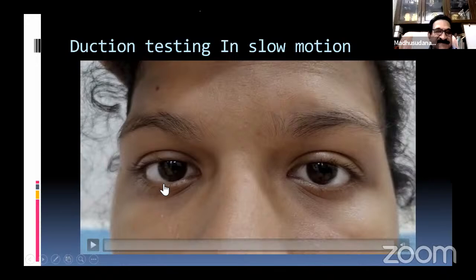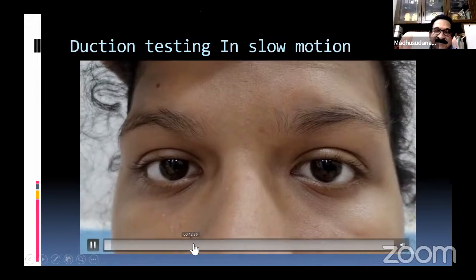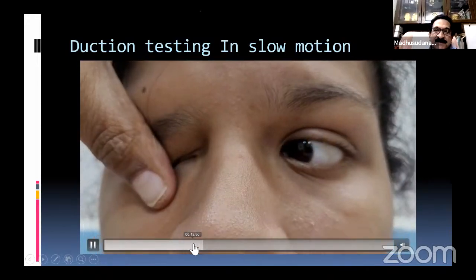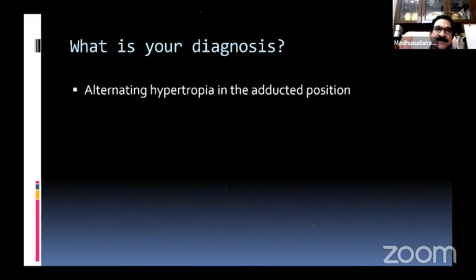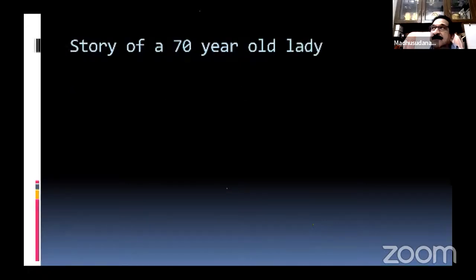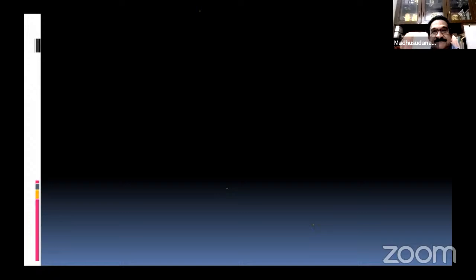The reductions, I think, are the same thing which I showed in slow motion. But I showed, look at the eye movement. So what is an alternating hypertropia in that position? Okay, shall I go to the next case?